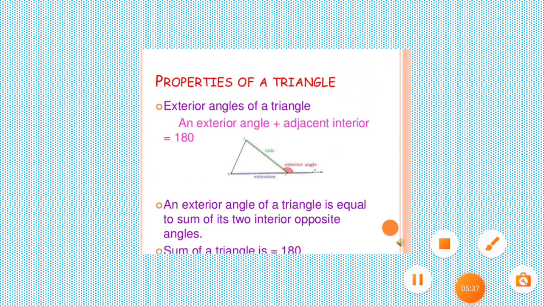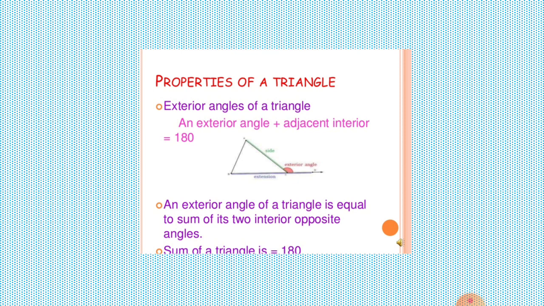Next one is properties of a triangle. Exterior angle of a triangle. So an exterior angle plus adjacent angle. What is the exterior of a triangle? The interior of a triangle is the inside region of the triangle, and the exterior is the region outside the triangle. That is the exterior of a triangle.